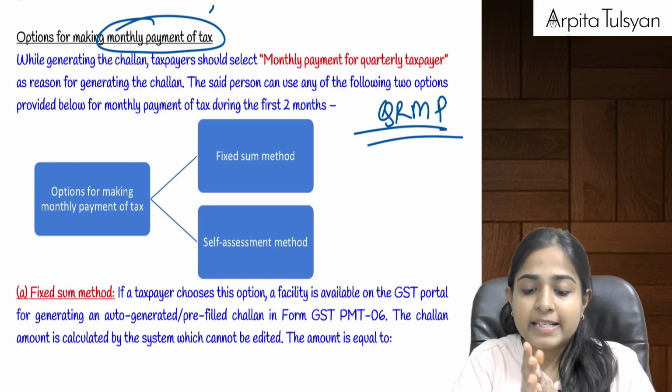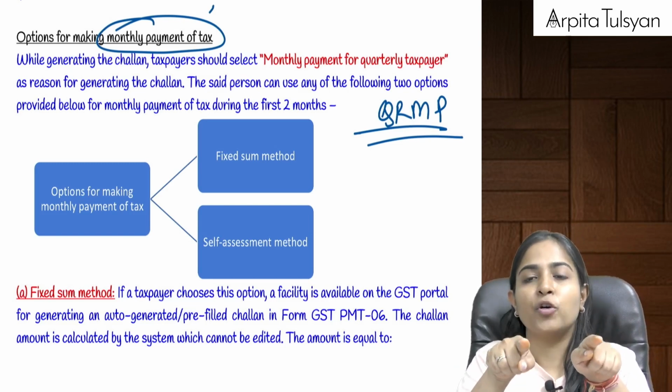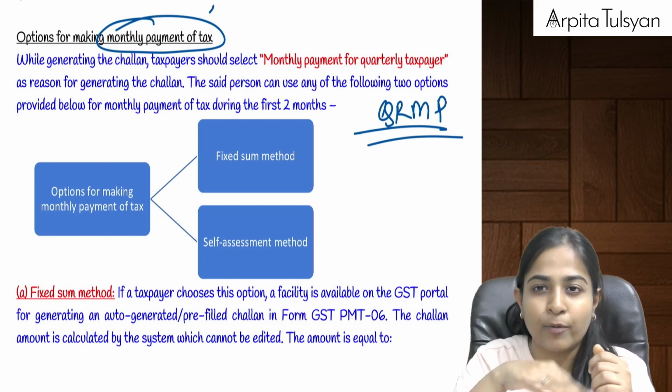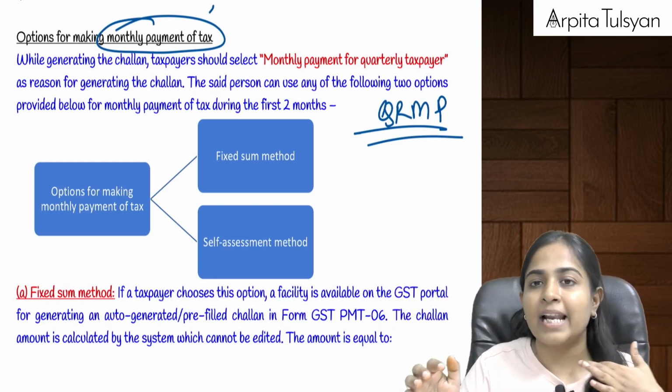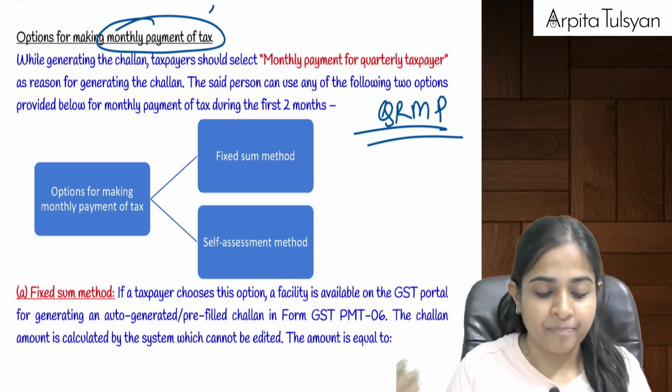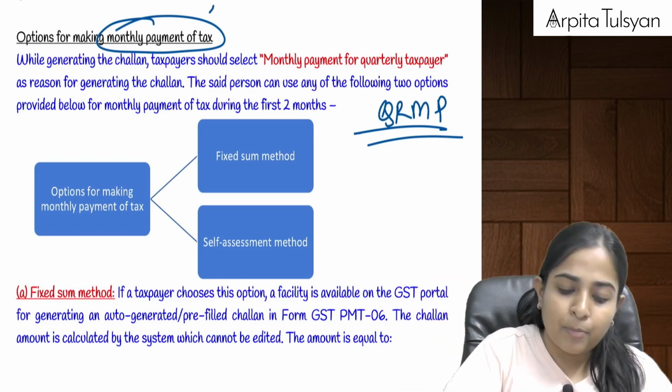Can we say these QRMP people, for the first 2 months of the quarter, are going to pay the taxes by the 25th of the next month, and finally for the entire quarter they will come to know about the liability only after the quarter gets over? Yes. So there are two methods which have been provided.